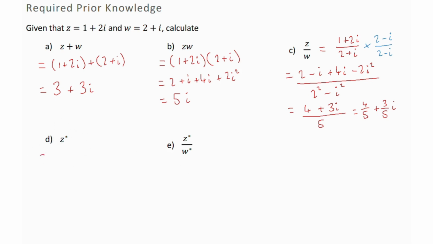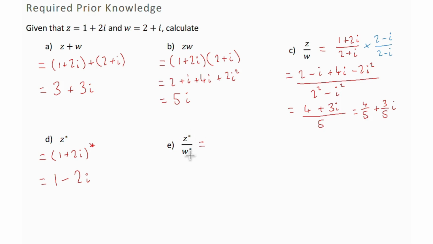z star, now remember that means the conjugate of z, so that is the conjugate of 1 plus 2i. And the conjugate just means take the imaginary part and negate it, so it is 1 minus 2i.